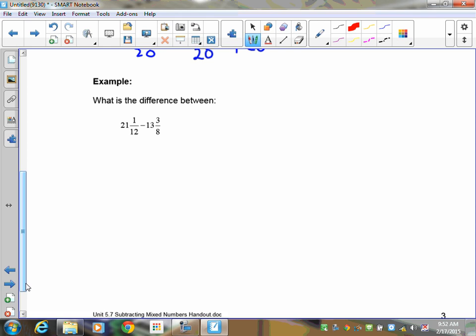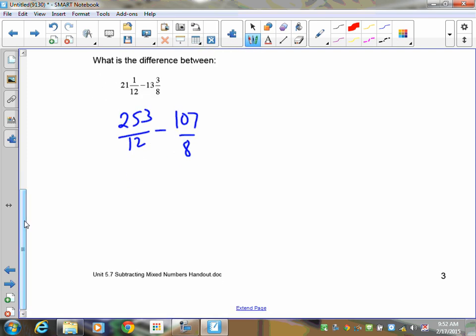Okay, you should have 253 over 12, take away 107 over 8. Now I'd like you to cross multiply to get the two fractions that you can subtract and finish off this question. So pause the recording and do that now.